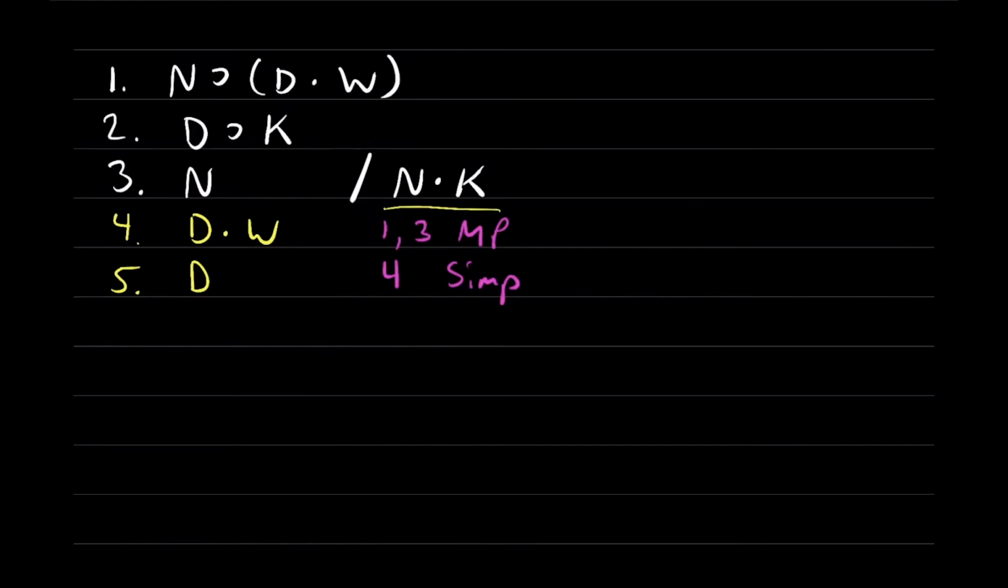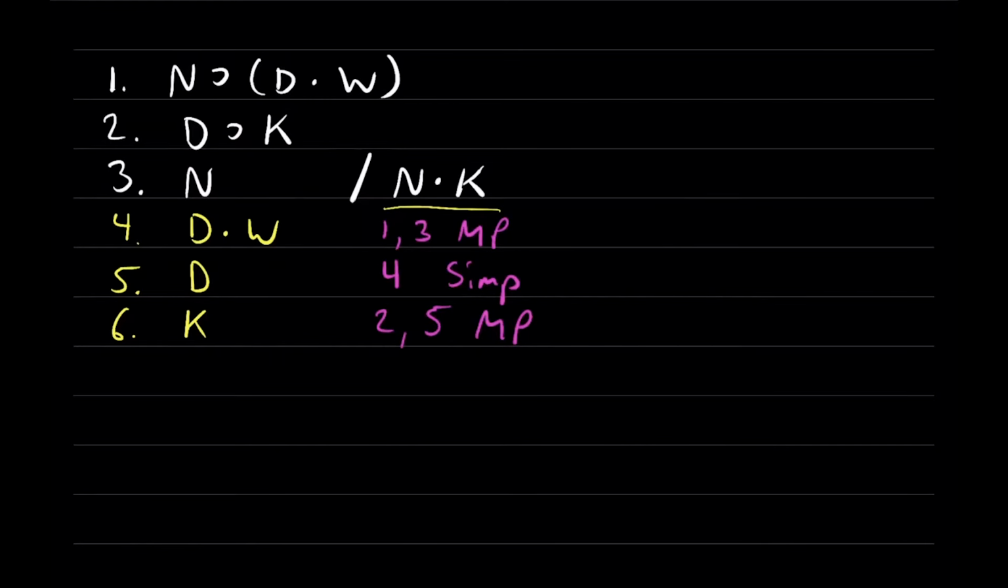Okay, once we know D is true, line 2 tells us that D implies K. And this is going to be another fairly simple modus ponens step. So we're going to get K on its own line, and that's going to follow now from line 2 and line 5, again by modus ponens, one of the rules from last week.